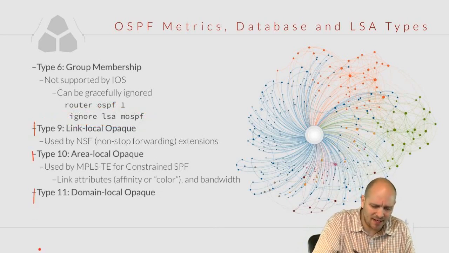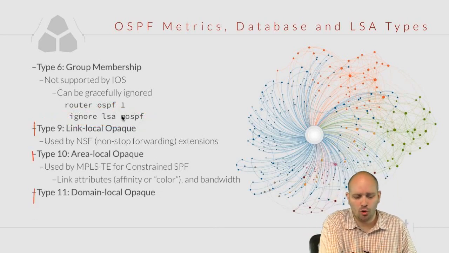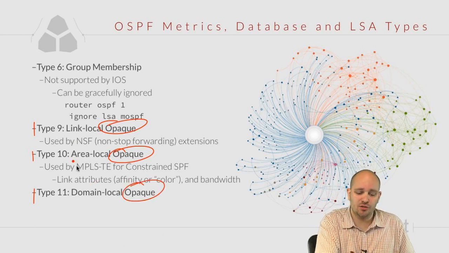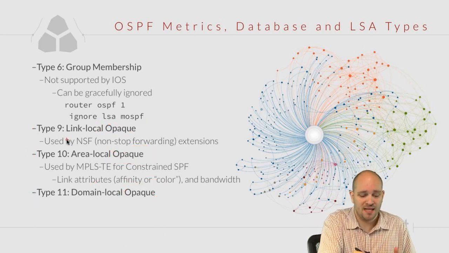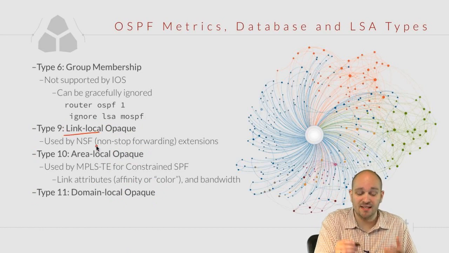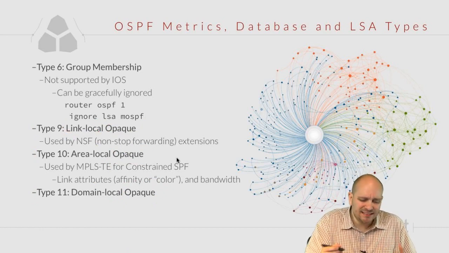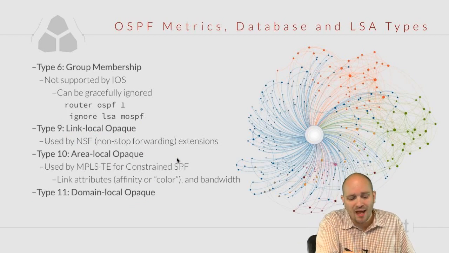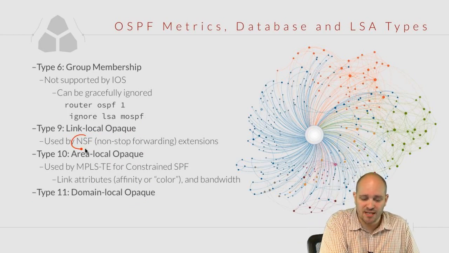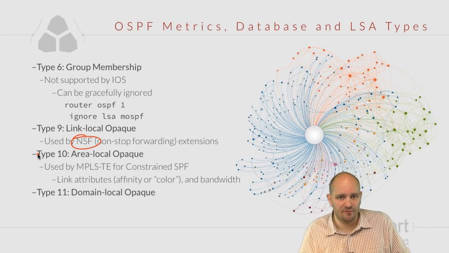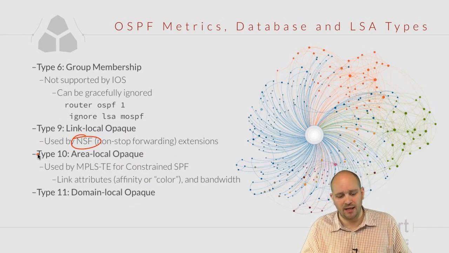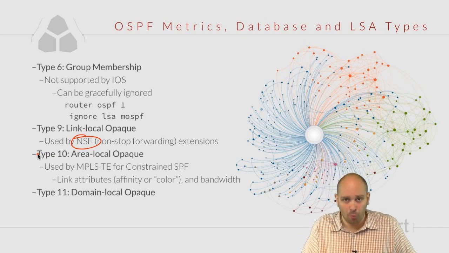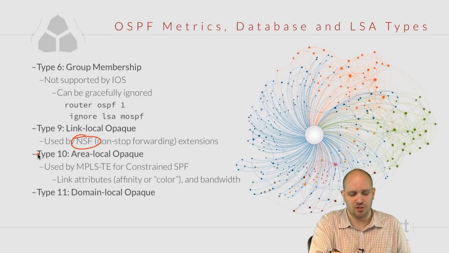Type 9, type 10, and type 11 are so-called opaque LSAs, and they're different because of their different flooding scopes. The flooding scope of type 9 is a single link, and this is not widely used in OSPF version 2. It is used by extensions provided by the NSF infrastructure, or the non-stop forwarding infrastructure, to communicate between routers that actually support these NSF extensions.